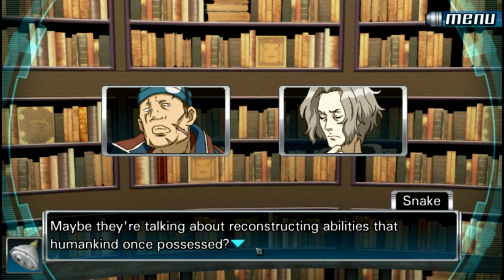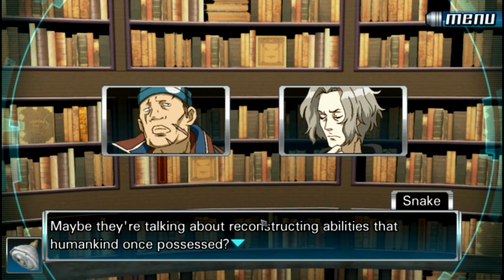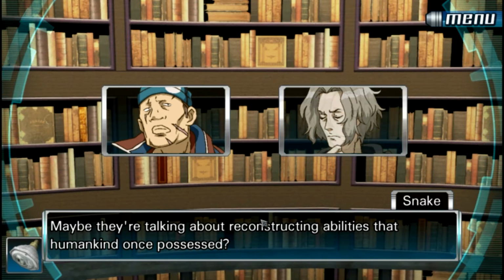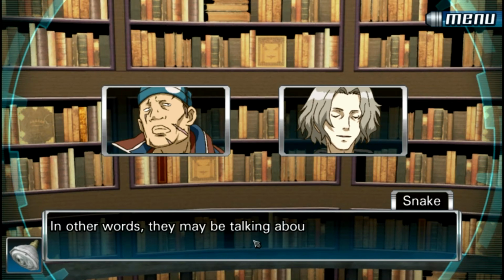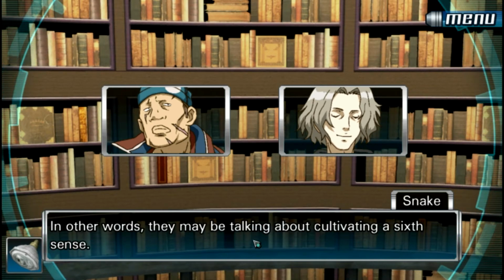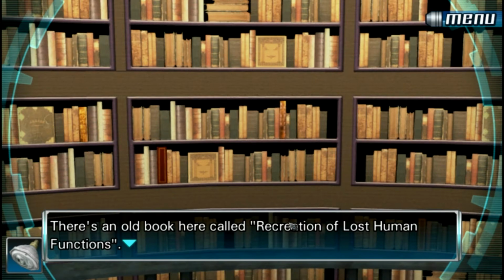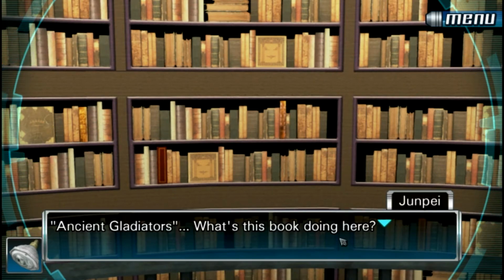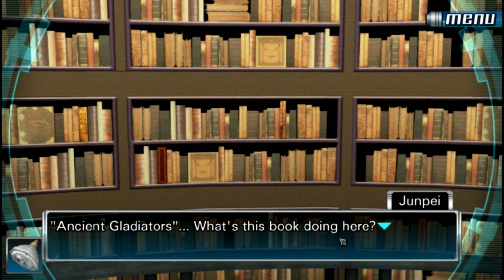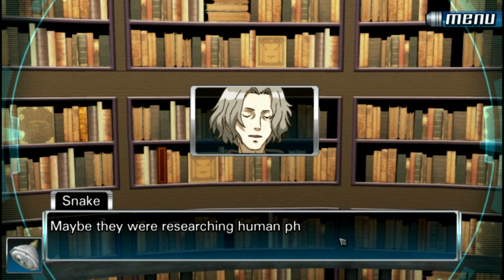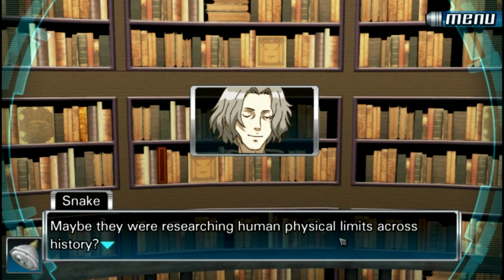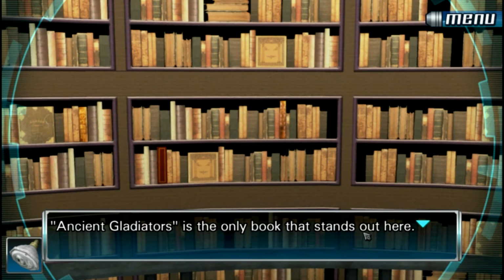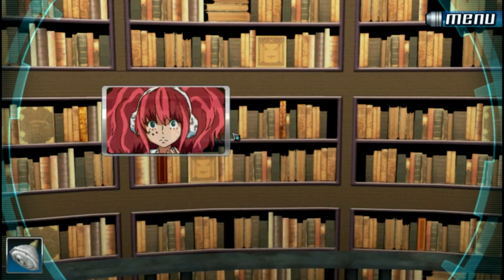That is like a Resident Evil thing over there. Growing your arm with a T-virus, with a virus. In other words, they may be talking about cultivating a sixth sense. A sixth sense, eh? Ancient Gladiators! What's this book doing here? Maybe they were researching human physical limits across history? Huh. There's such a thing like that?